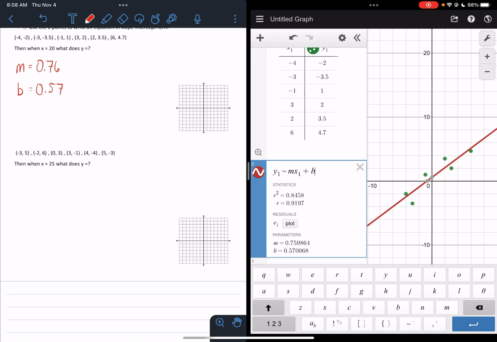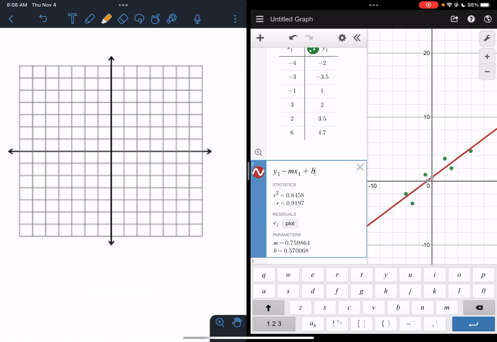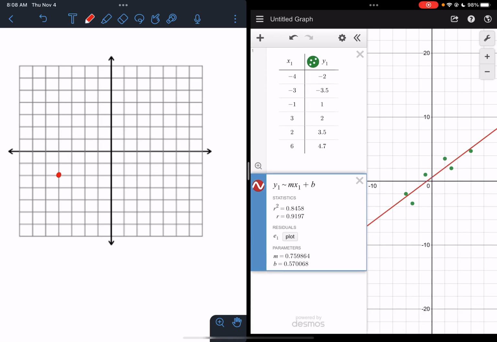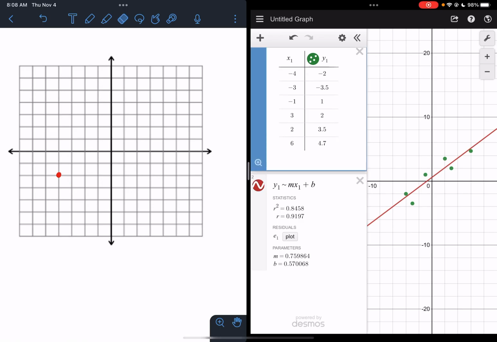And so, again, what I'm going to do next is, I can see on my graph over here on Desmos that red line is splitting those points. I'm going to go ahead and draw it on my graph. So I'm going to plot the points. So I've got -4, -2, -3, -3.5, oops, put that in the wrong spot.